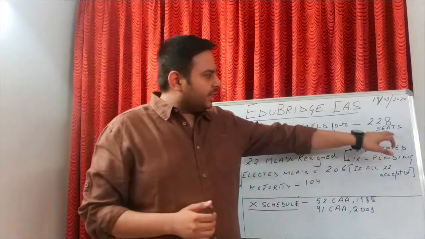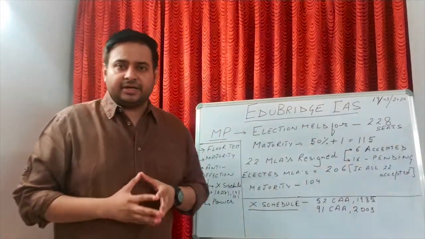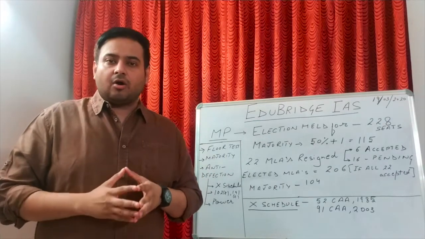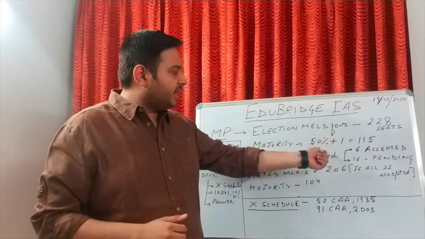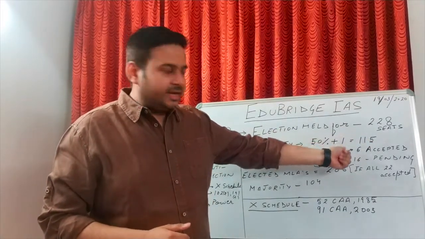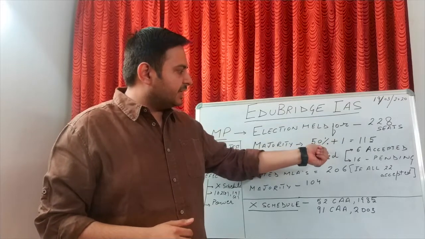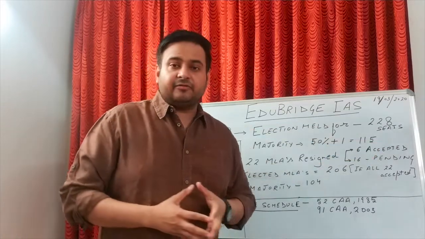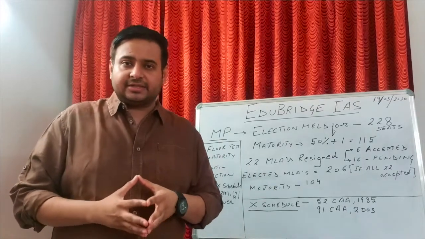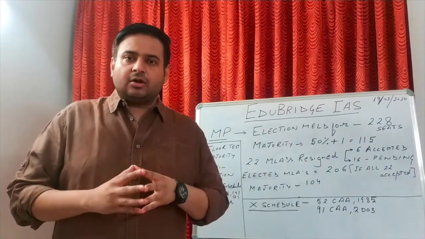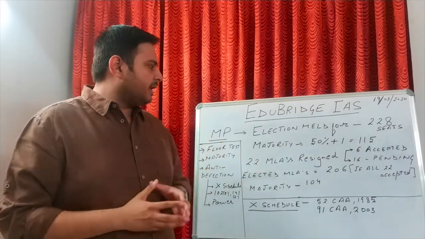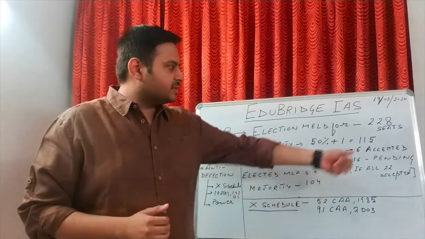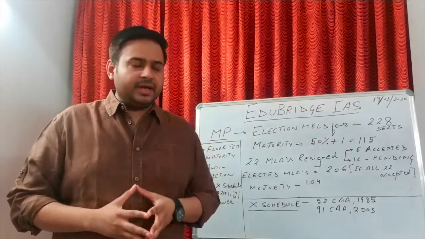Now there are 228 seats in Madhya Pradesh for which the elections were conducted. In order to form a government in that state, any party must have at least 50% plus 1 seats, that is 50% of the seats for which the election was conducted plus 1. That means 115 seats are needed to have a majority in the state of Madhya Pradesh. At present, the government in Madhya Pradesh has 121 seats. Now recently, 22 MLAs have resigned, amongst which the resignations of 6 MLAs were accepted and 16 resignations are still pending.